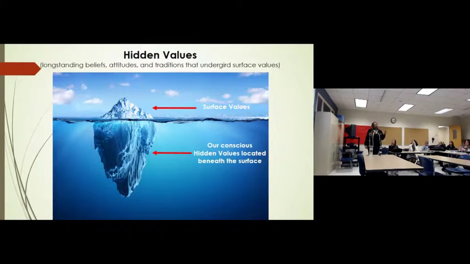But there's this other aspect of our values that are more hidden. And so I use the analogy of the iceberg, where here would be our surface values, and then here are our conscious hidden values. So these involve maybe some long-standing beliefs, attitudes, and traditions that you hold. These hidden values undergird those surface values, but we don't necessarily openly talk to people about those particular values.